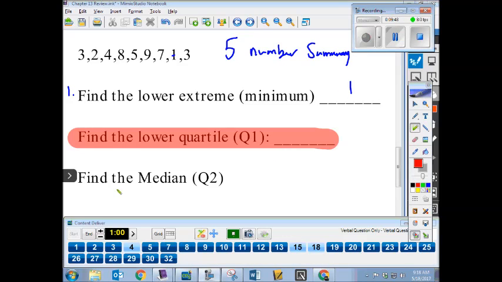Everybody stop and listen, okay? Now, we've got to identify the lower quartile. Uh-oh, we might be frozen here. Okay. I don't know if it's gonna work.